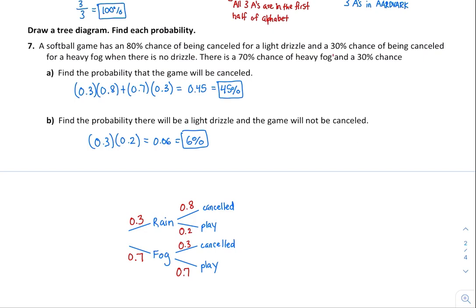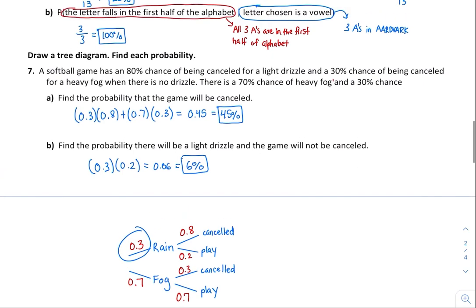Part B, find the probability there will be a light drizzle. So light drizzle was just foggy, so 0.7. And the game will not be canceled times 0.3. Oops, sorry. There will be a light drizzle, so that means if it rains. So if it does rain and they do play, 0.3 times 0.2 for 0.06, or 6%.